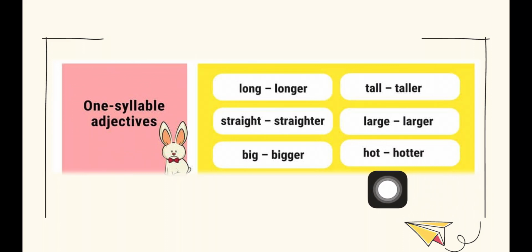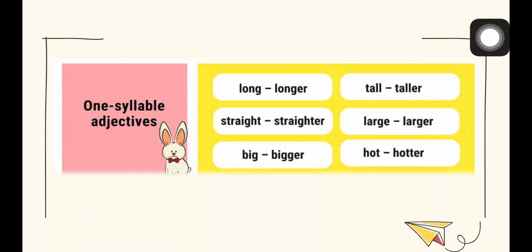As you can see here, in hot, T is a consonant and O is a vowel, right? So we have to double the T, then add -er. Now you got it? But for some words we have two vowel sounds or two vowel letters, so we don't need to double the consonant, we just add -er. Like the word heat, so we just say heater. Very good. So this is one syllable, everyone.